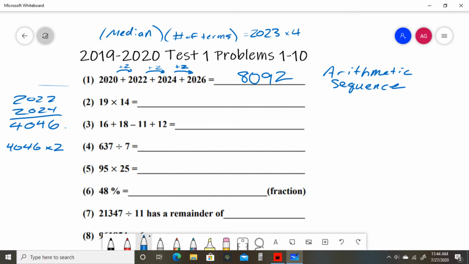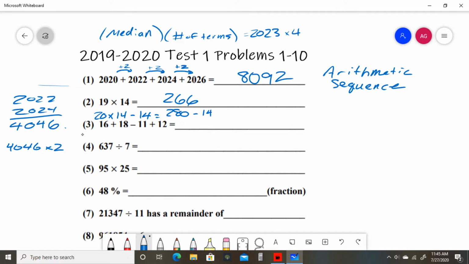Okay, for our second question, we have 19 times 14. So an easy way to do this is to realize that this is the same thing as 20 times 14, but with 1 fewer 14, because it's 19 times 14. So 20 times 14, you can do 2 times 14 and then multiply by 10. So that gives you 280. Subtracting 14 gives you 266. And so 19 times 14 is 266.